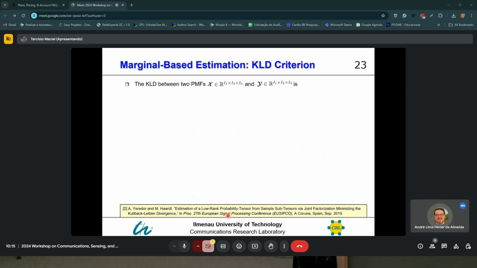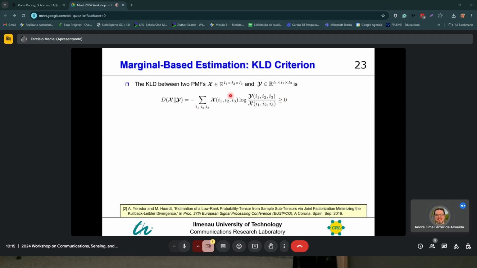Okay, so the KLD, the Kullback-Leibler divergence between two PMFs, probability mass functions, x and y, these are tensors of the same dimension, three-dimensional tensors in this example, is defined as follows. This would be the sum over all indices.